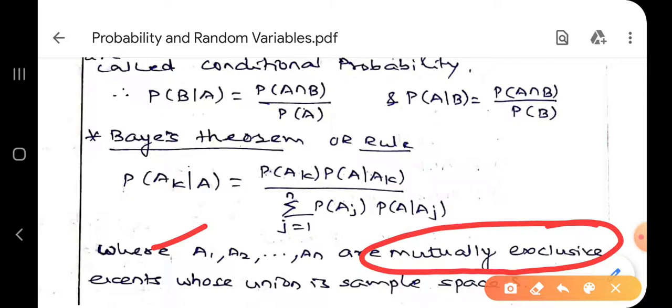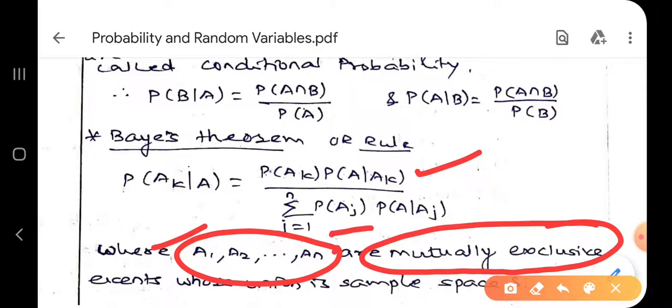Then the occurrence of some event out of these n events, occurrence of some event A. So P of Ak by A is equal to P of Ak into P of A by Ak, divided by the summation of j equal to 1 to n of P of Aj into P of A by Aj.